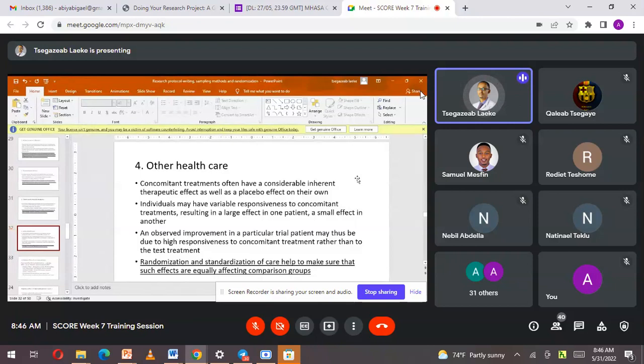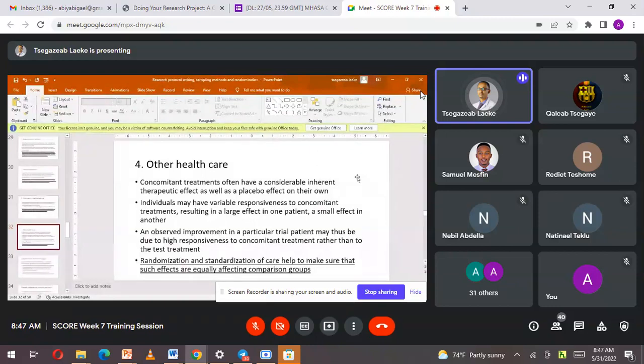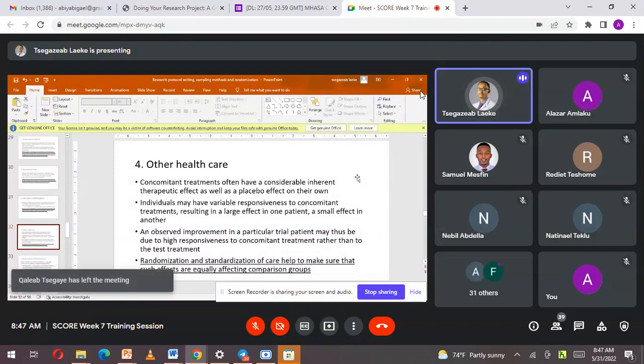And the other is other health care, like individuals may have variable responsiveness to concomitant treatments, resulting in a large effect in one patient and small effect in another. So randomization and standardization of care help to make sure that such effects are equally affecting comparison groups. So let's say that a patient is injured. A patient who is 60 years old and a young patient who is 20 years old do not respond, right, to your treatment. A patient who is really old is less likely to respond fast to your treatment. So these are the confounding factors.